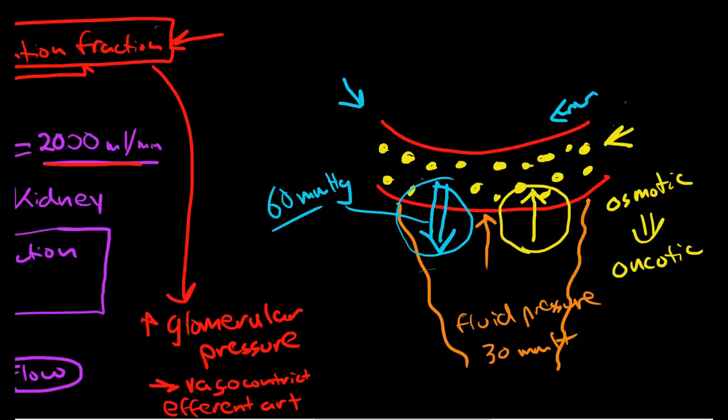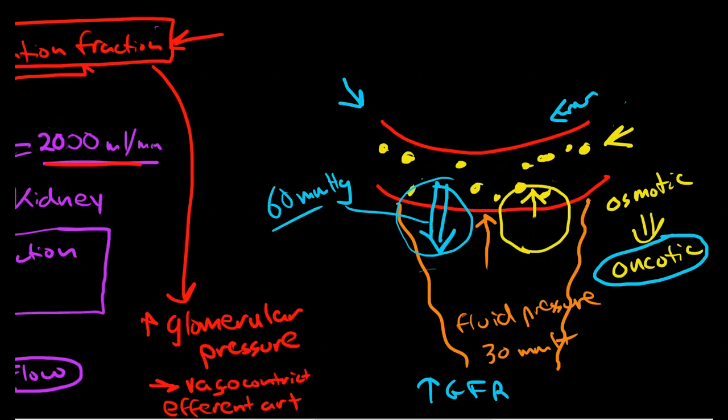But it is important to recognize the importance of this oncotic pressure as a variable because there are some diseases. For instance, imagine if you have hypoalbuminemia and you don't have much albumin. What's that going to do? Well, it's going to decrease the amount of oncotic pressure. So forces are going to favor an increased glomerular filtration rate, right?